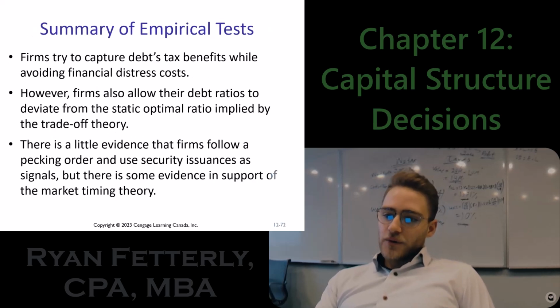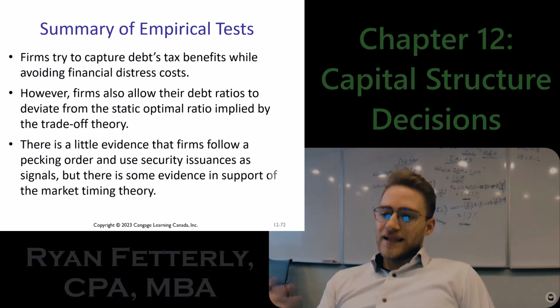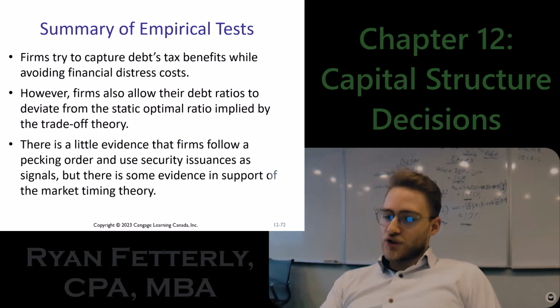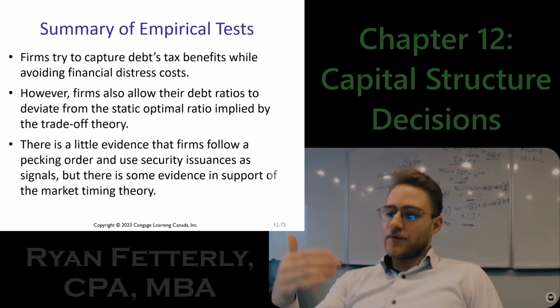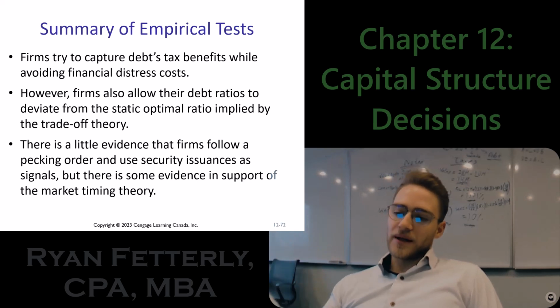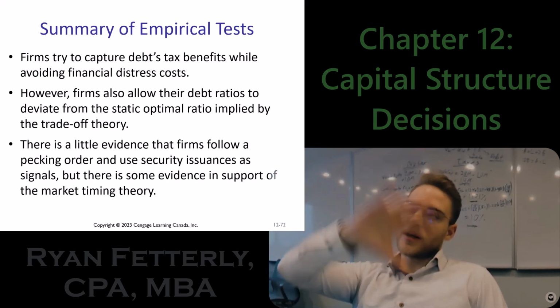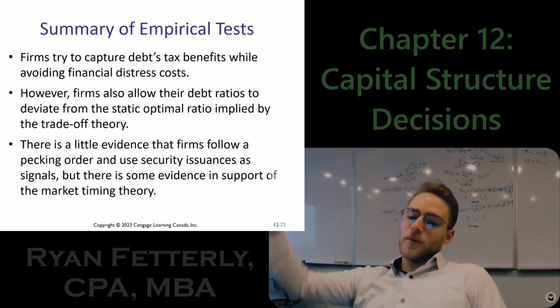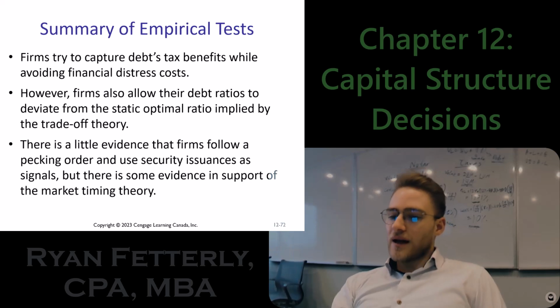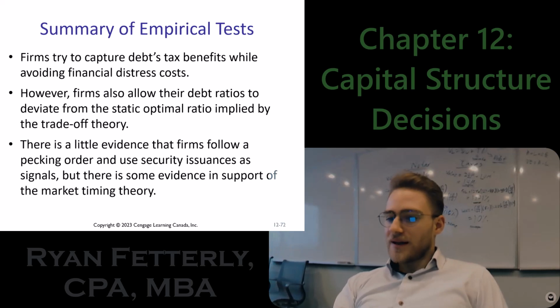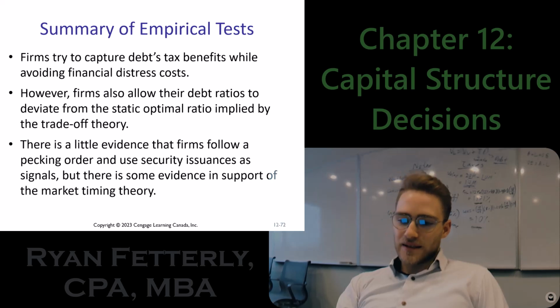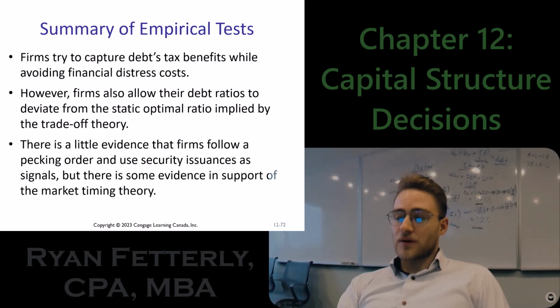Empirical tests. Firms try to capture debt's tax benefits while avoiding financial distress costs. However, firms also allow their debt ratios to deviate from the static optimal ratio implied by the trade-off theory, right? As we showed with the weighted average cost, with the structure, it may vary depending on the fair market value, right? So there's little evidence that firms follow a pecking order and use security issuances as signals, but there is some evidence to support the market timing theory.